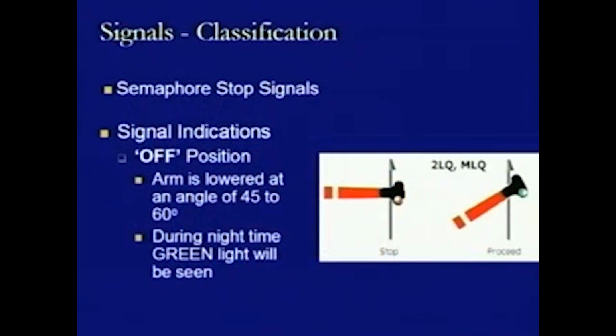Similarly, we can look at another signal indication, the off position signal indication, where the arm is lowered at an angle of 45 or 60 degrees, and during the night operation it will be visible with the help of the green light which will be seen on the side of this movable arm. So, that is how we have another position which is termed the off position, and which allows the movement of the rolling stock on the railway track. So, these are the two signal indications in the case of the semaphore stop signals, the on position and the off position.